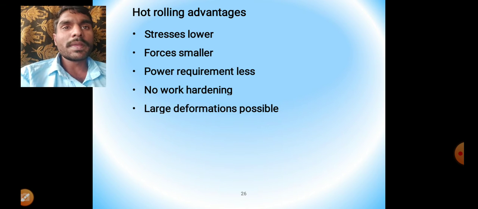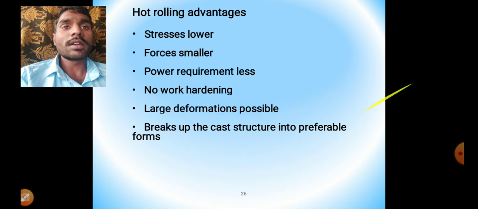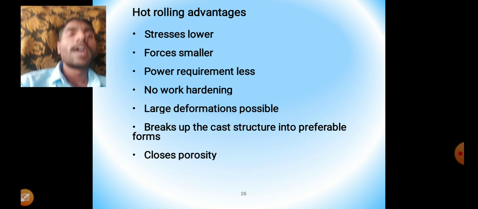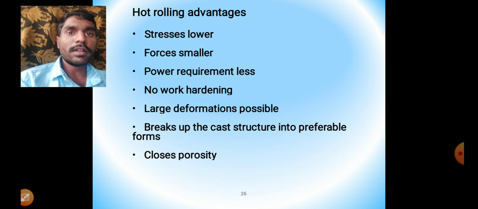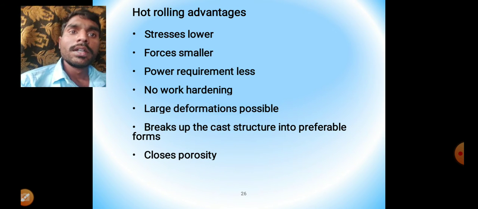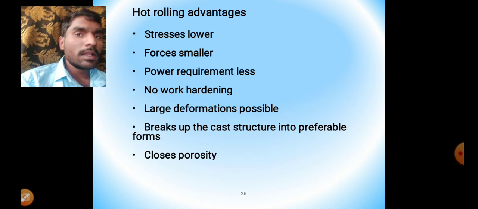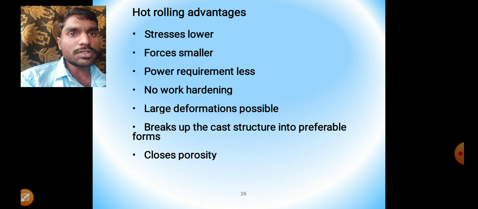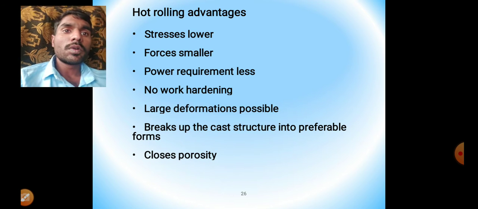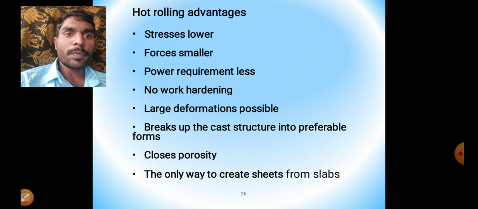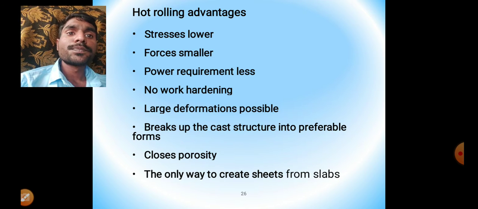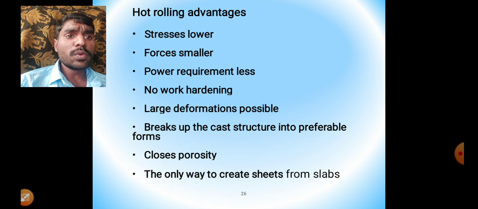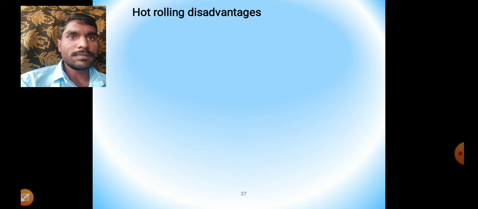Hot rolling advantages: the stress is lower, the force is smaller, the power equipment required is less, and there is no work hardening. There is no requirement for hard work. Larger deformation is possible, and a very fine structure is possible. It breaks up the cast structure into a workable form, closes porosity, and is the only way to create sheet from the slab.